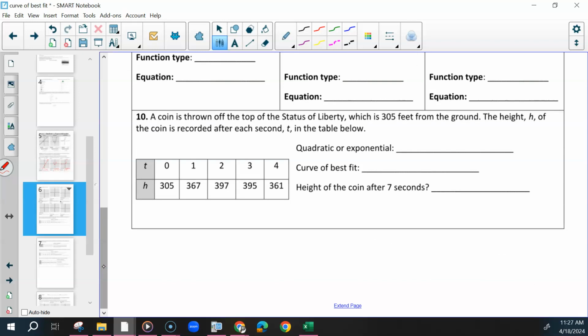So in number 10, we see a coin is thrown off the top of the Statue of Liberty, which is 305 feet from the ground. The height h of the coin is recorded after each second t in the table below. Go ahead and put this into either Desmos or your calculator.